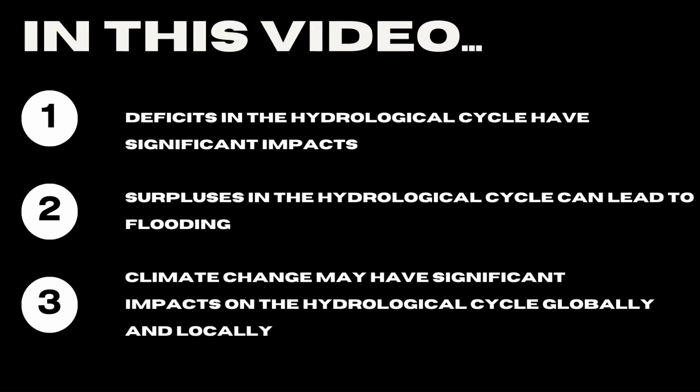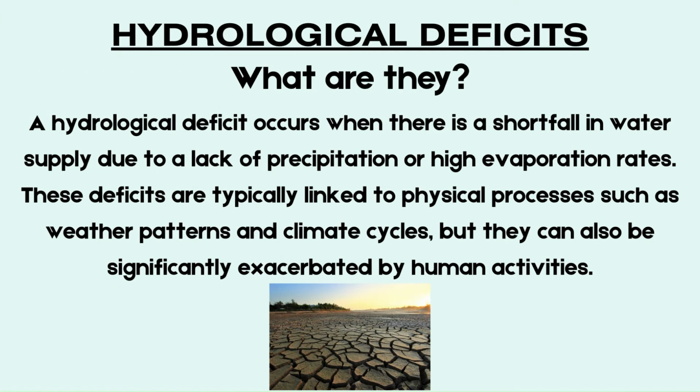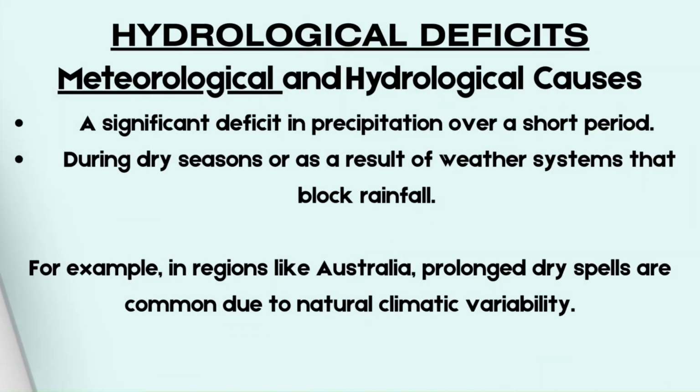Let's begin. A hydrological deficit occurs when there is a shortfall in water supply due to a lack of precipitation or high evaporation rates. These deficits are typically linked to physical processes such as weather patterns and climate cycles, but they can also be significantly exacerbated by human activities. Let's look at the causes of drought.